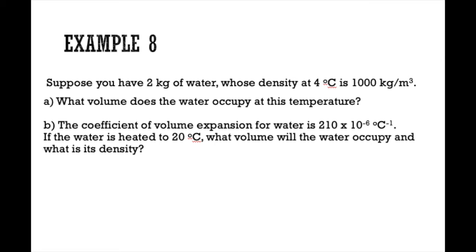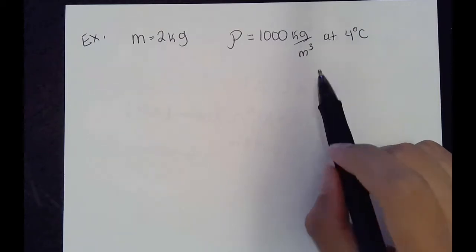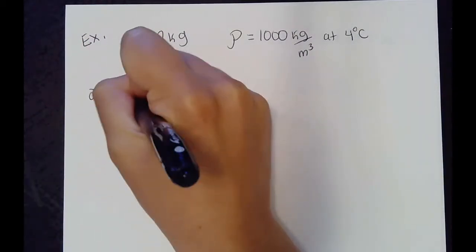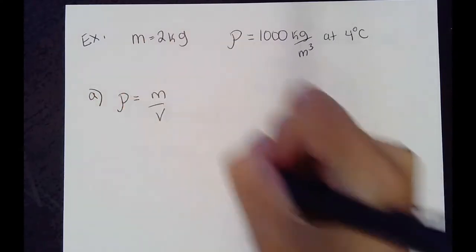Suppose you have 2 kilograms of water whose density at 4 degrees is 1,000 kilograms per meter cubed. A, what volume does the water occupy at this temperature? B, the coefficient of volume expansion for water is 210 times 10 to the negative 6 per degree Celsius. If the water is heated to 20 degrees Celsius, what volume will the water occupy, and what is its density? So this density that we usually assume for water is actually at 4 degrees, so that's what we're going to investigate in this example. The mass is constant, that won't change dependent on the temperature.